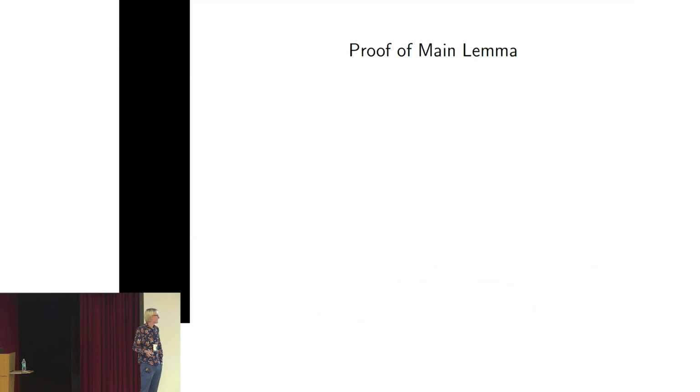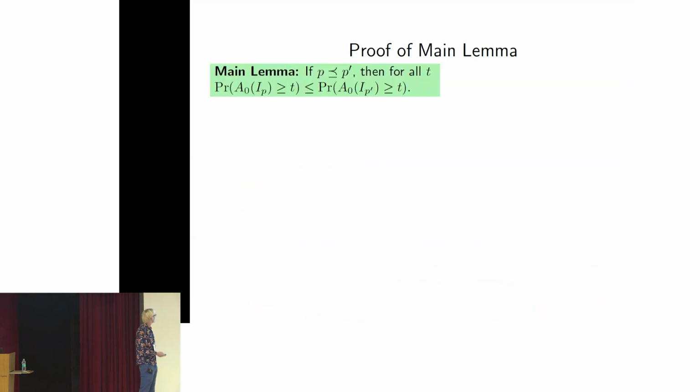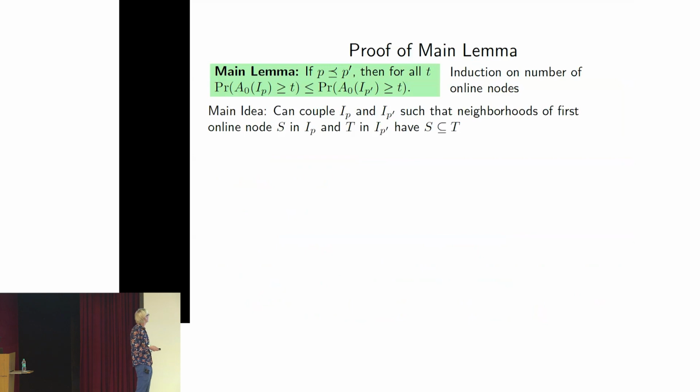So let me give you the sketch of the proof of the main lemma. So the main lemma is this: that if P prime dominates P, then min predicted degree on IP prime dominates that on IP. And it's again induction on the number of online nodes. And basically the main idea is that you can couple these instances IP and IP prime such that the neighborhood S of the first online node in IP, and the neighborhood T of the first online node in IP prime, will be such that S is a subset of T.